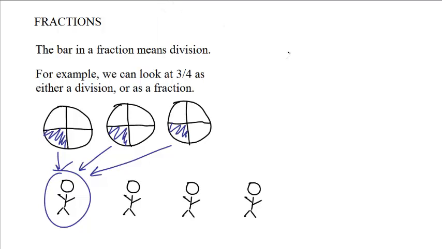Another way to look at 3/4 is to say you have 3 things, and those things are pieces, and it takes 4 of those pieces to make a whole. The numerator is the number of things you have. The denominator is what those things denote.